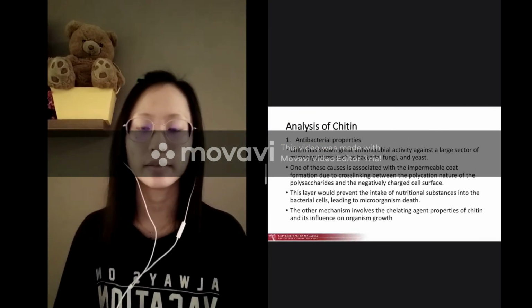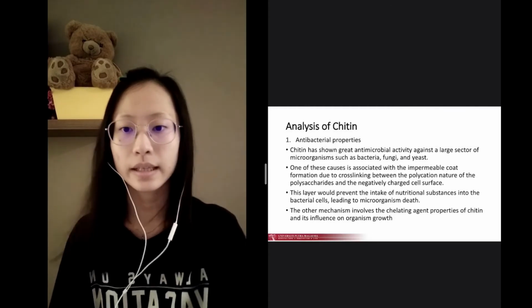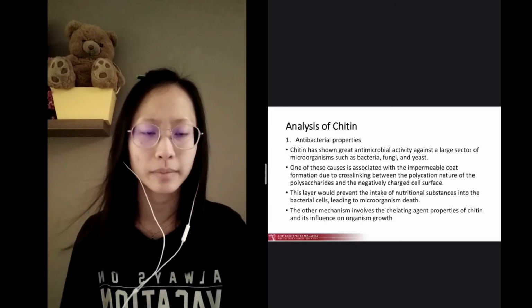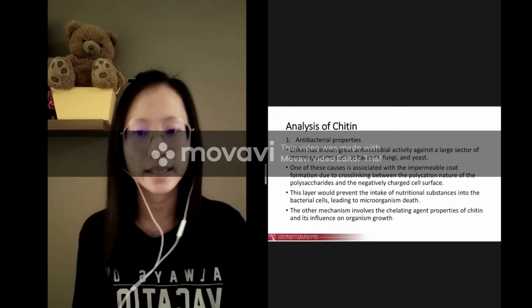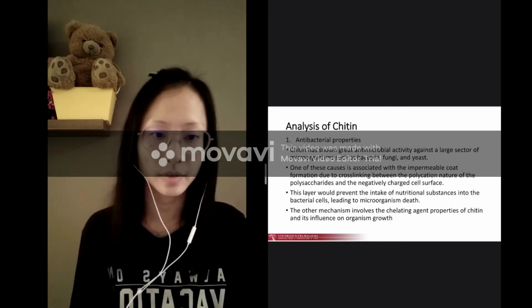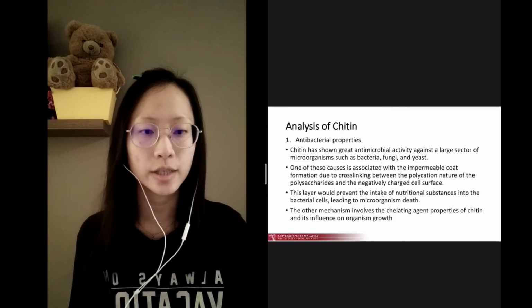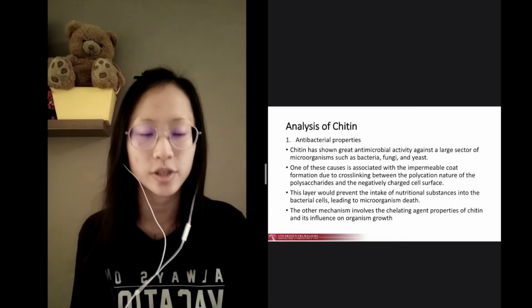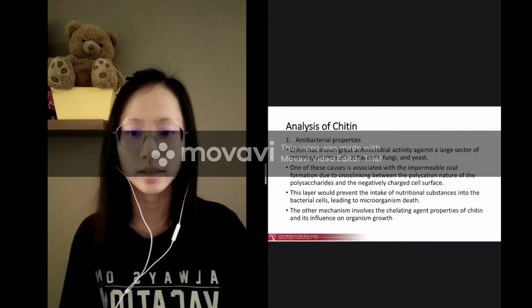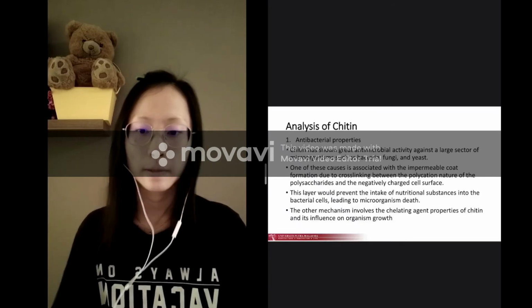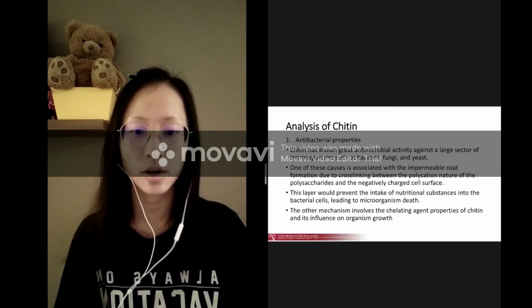Analysis of chitin. Chitin has very good antibacterial properties. It has shown great antimicrobial activities against a large sector of microorganisms such as bacteria, fungi, and yeast. One of the causes is associated with the formation of an impermeable coat due to cross-linking between the polycation nature of the polysaccharides and the negatively charged cell surface. This layer would prevent the intake of nutritional substances into the bacterial cells, leading to microorganism death. The other mechanism involves the chelating agent properties of chitin and its influence on microorganism growth.